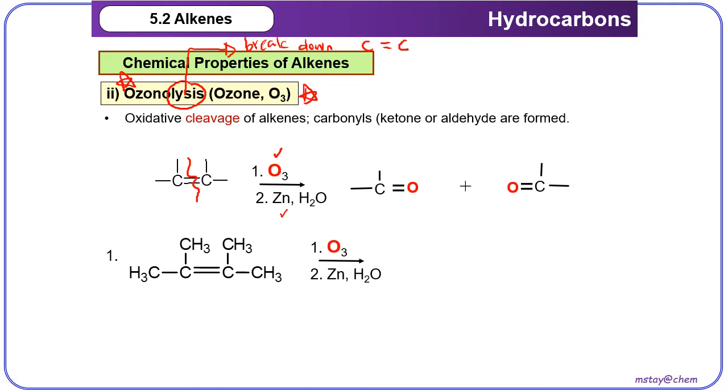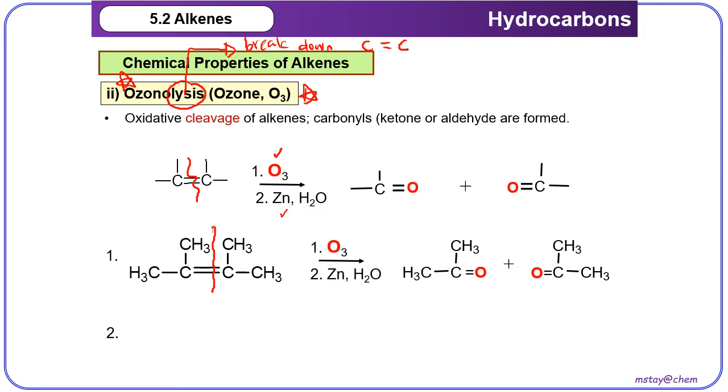Okay, so we'll break down the double bond. When you break down the double bond, we will get it like this and then add on the oxygen. So basically, ozonolysis is very simple. You just break the double bond and then add oxygen at the double bond.